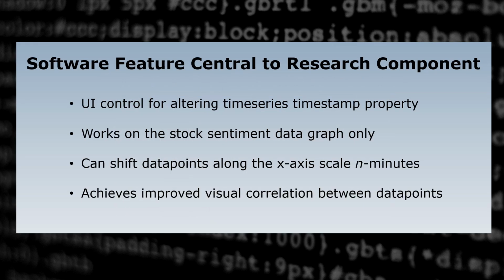The software features a user interface control. The control is demonstrated in the demo video. A stock sentiment graph x-axis adjustment control is its name, which is central to this project's research component. This UI control can be set to change the horizontal position of stock sentiment graph data points along the x-axis scale. With an optimal adjustment value applied to the control, a significant improvement in the visual correlation between corresponding data points on the stock performance graphs and the stock sentiment graph is observed.